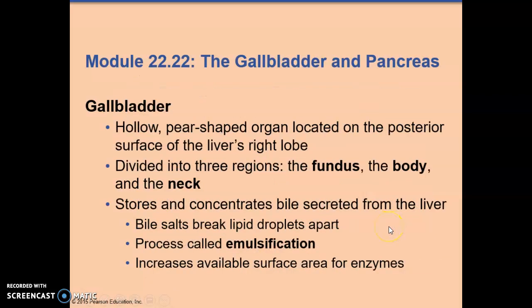The gallbladder is hollow, pear-shaped on the posterior surface of the liver's right lobe. It stores and concentrates bile. The bile salts break liquid droplets apart, and this is called emulsification. Basically, it increases the surface area for the lipases, or the fat-digesting enzymes, to get in there.